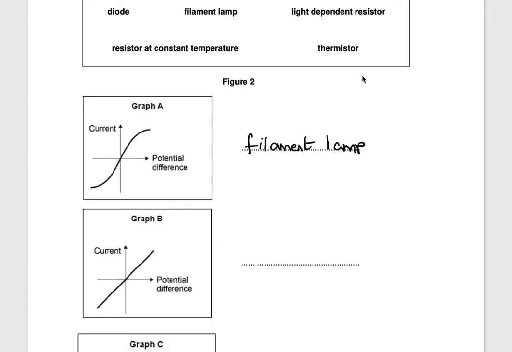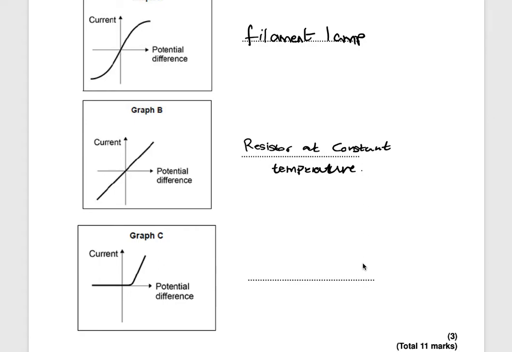Graph B, it's directly proportional, the current and potential difference. That tells you it's a resistor at a constant temperature. So that means it's not going to cool or heat up at the end. So it's a resistor at constant temperature. And that would be worth 1 mark so far for each of them. And then graph C, as you can see, it just goes up and the current only flows in one direction, and that's a diode. It would be 1 mark for each of these, so 3 marks in total.